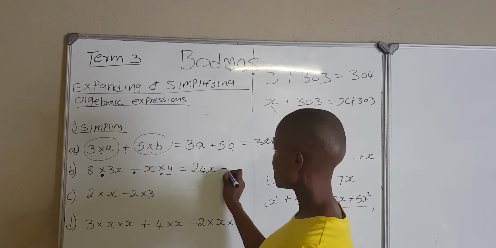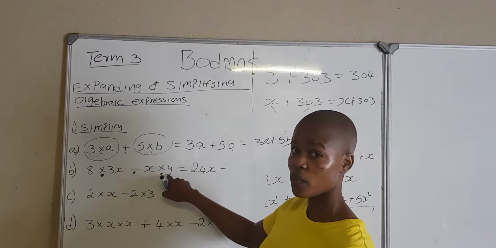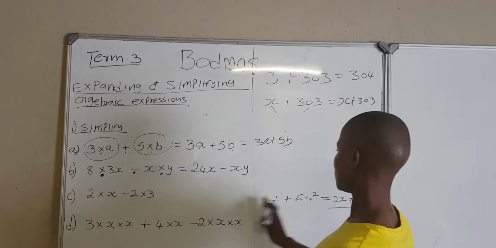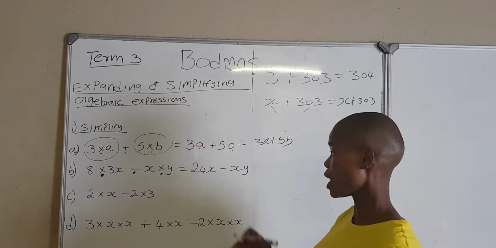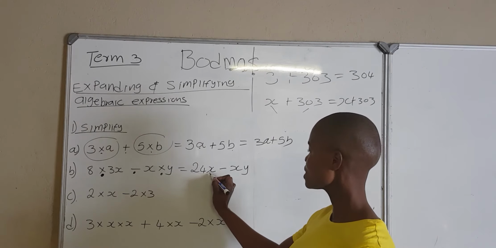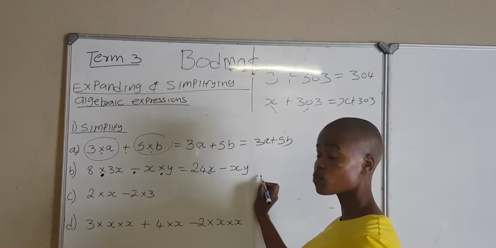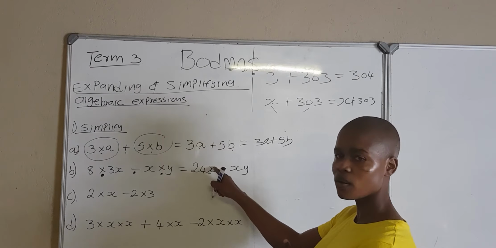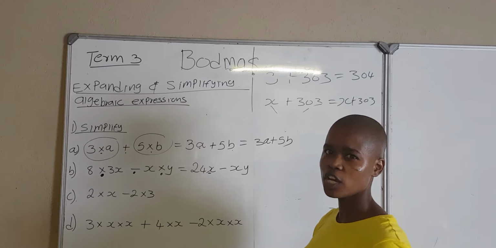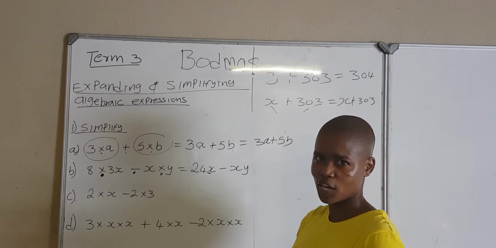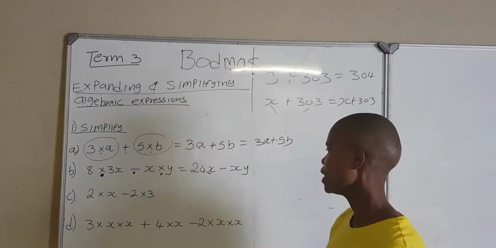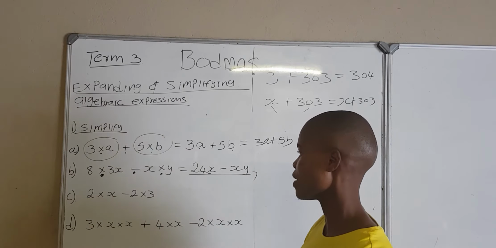24x minus x multiplied by y. It will just be xy. Now, before I can leave it, I have to ask myself, do I have like terms? Are they like terms? I have x this side, I have xy that side. The fact that I don't have y on that side and I have y on the other side makes them unlike terms. Therefore, they cannot do anything with each other. They cannot subtract, they cannot add. Okay, we leave it there. That is my final solution.